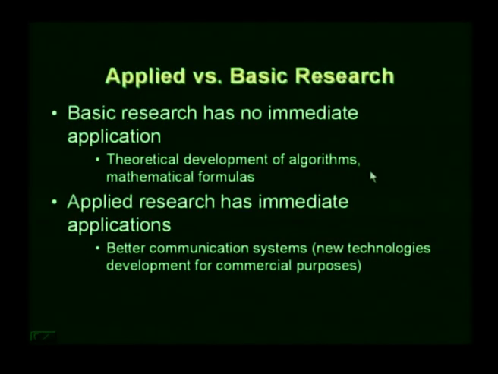Applied versus basic research. Basic research has no immediate application. For example, theoretical development of algorithms and mathematical formulas comes under basic research. Applied research has immediate applications. For example, development of better communication systems and new technologies for commercial purposes. So these are two important types: applied research and basic research.